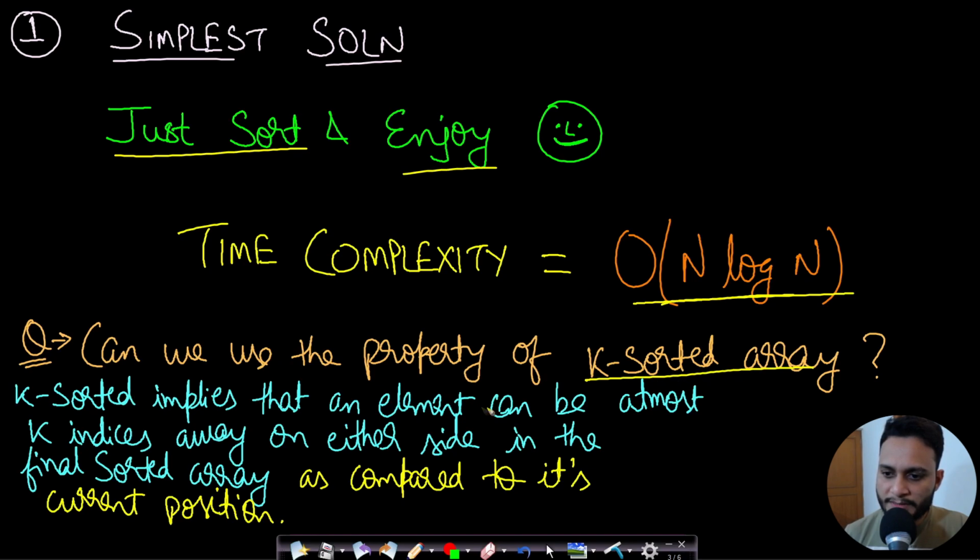K sorted implies that an element can be at most k indices away on either side in the final sorted array, and it should be within the bounds of the array. Now this is compared to its current position in the current array, right? So this one I have already explained. Can we use this property?